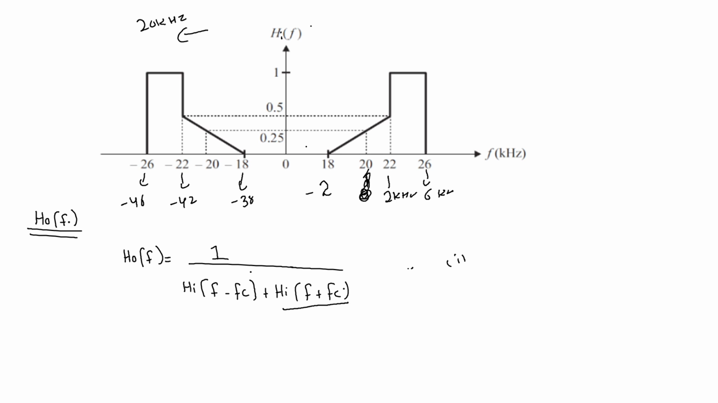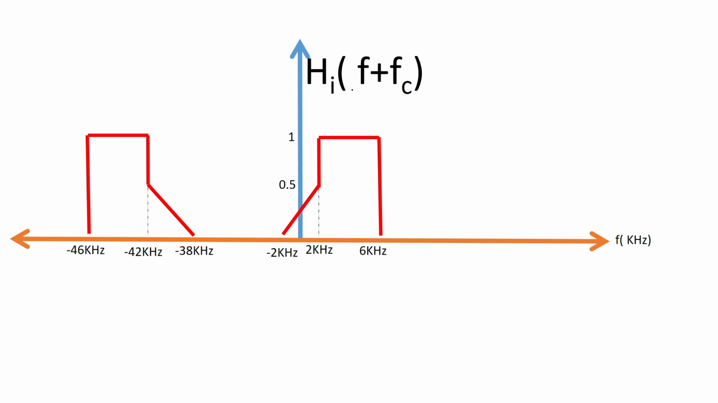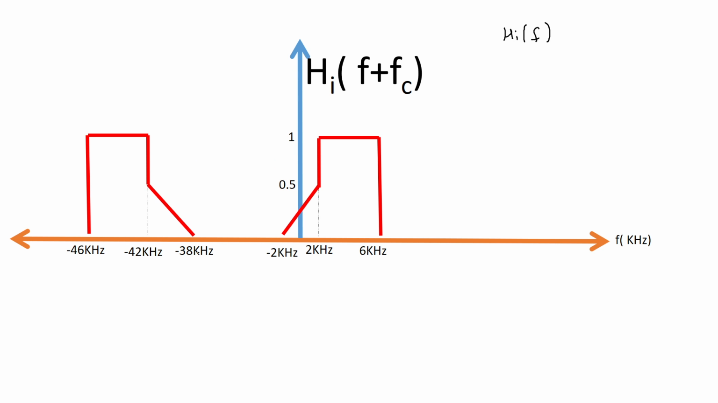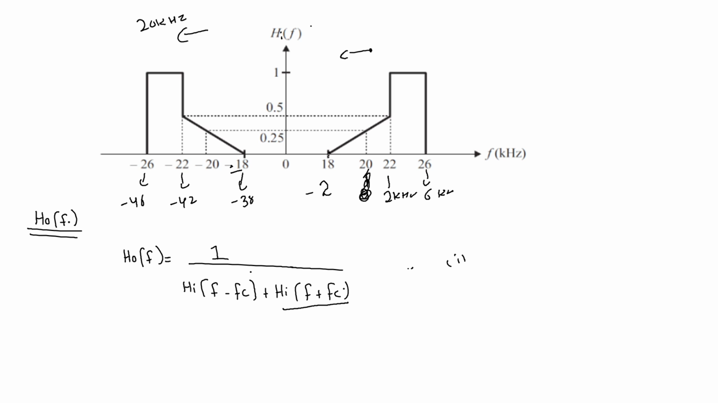So if we shift this to the left, we are going to have responses like this. Hi of f plus Fc is basically this response shifted to the left by Fc, which is 20 kilohertz. So here we go. This is your Hi of f plus Fc, which is the same Hi of f, but shifted to the left by 20 kilohertz. If you look here, this was minus 26 kilohertz, and it is now minus 46 kilohertz. This is minus 22, and this is minus 42. This is minus 18, and this is minus 38. And similarly for the right hand side, 18 minus 20 is minus 2.